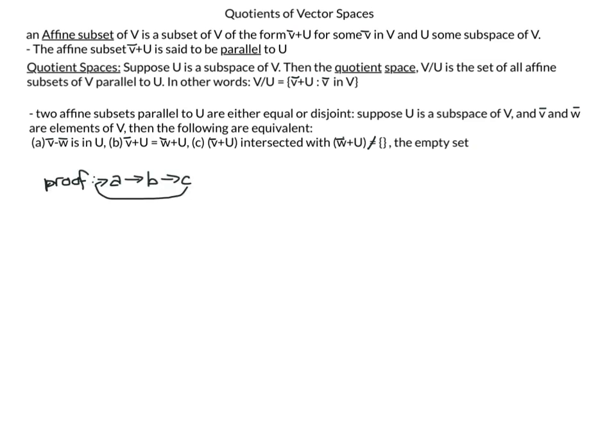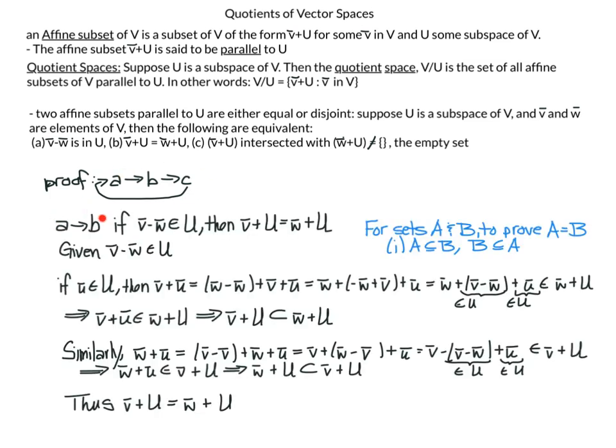To prove that these statements are equivalent, I'm going to prove that A implies B, B implies C, and then C implies A. This is the kind of proof: A to B, B to C, and then C to A. From there, you automatically get A to C because that's A to B to C, or you can get B to A because that's B to C to A, and you can keep going around the circle.